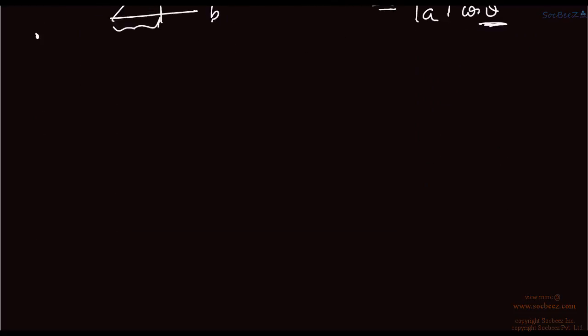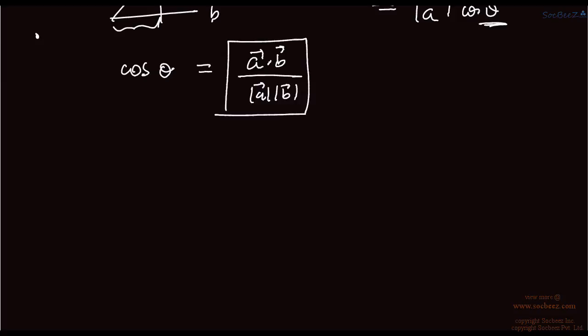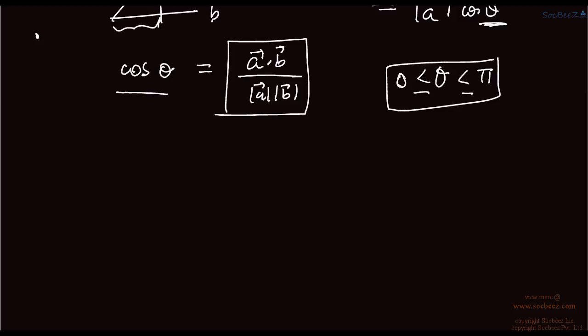Then we have, let's say the angle theta: cos theta is A dot B divided by magnitude of A, magnitude of B. So theta can be calculated by taking the cos inverse of this thing. Fine. Cos theta is this, and theta is always between 0 and pi, because this is the interval of the principal value. Right. So 0 to pi, cos is positive in the first quadrant and negative in the second quadrant. So theta will be between 0 and pi.